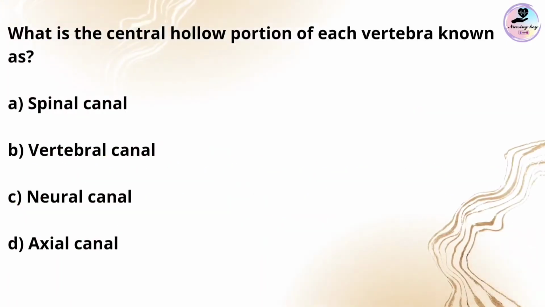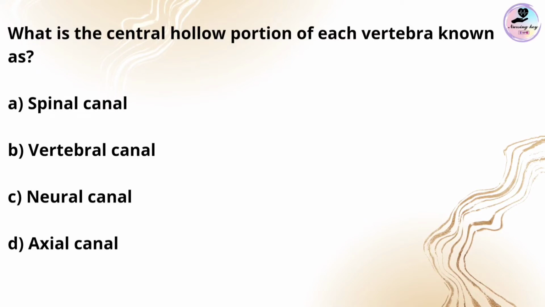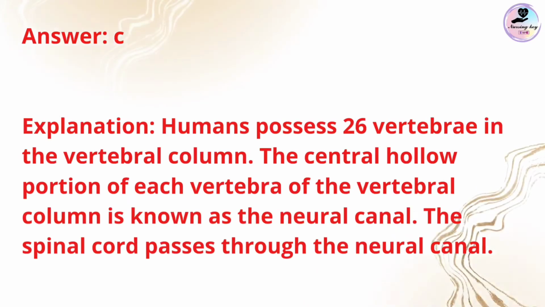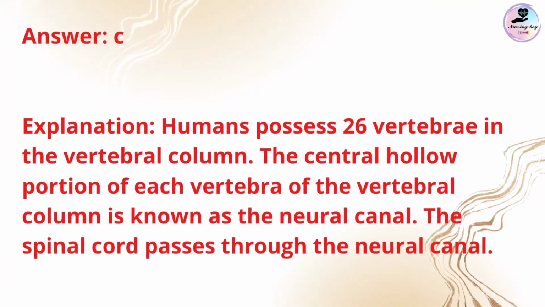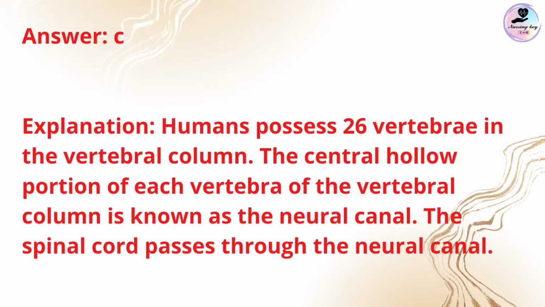Next question is, what is the central hollow portion of each vertebra known as? A. spinal canal, B. vertebral canal, C. neural canal, D. axial canal. Correct option is C. neural canal. Human possesses 26 vertebrae in the vertebral column. The central hollow portion of each vertebra of the vertebral column is known as the neural canal. The spinal cord passes through the neural canal.